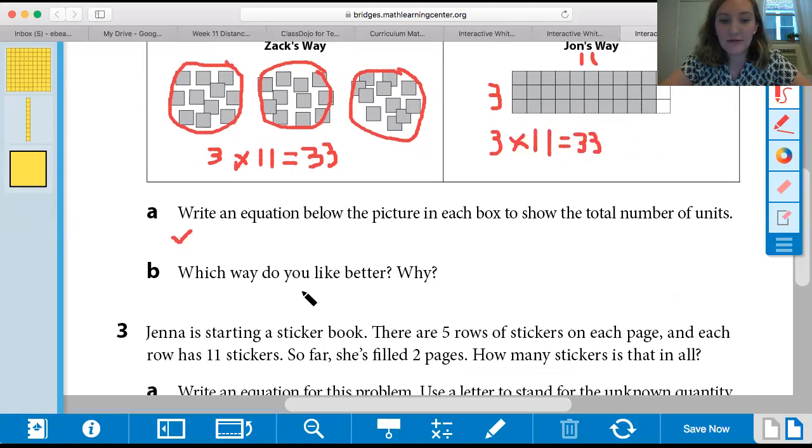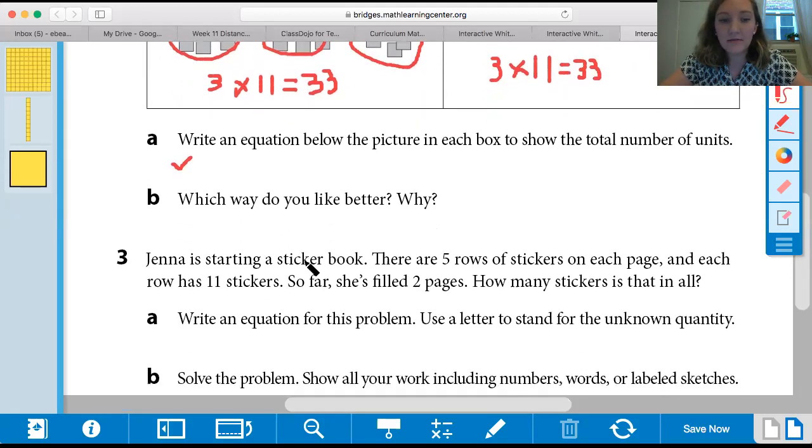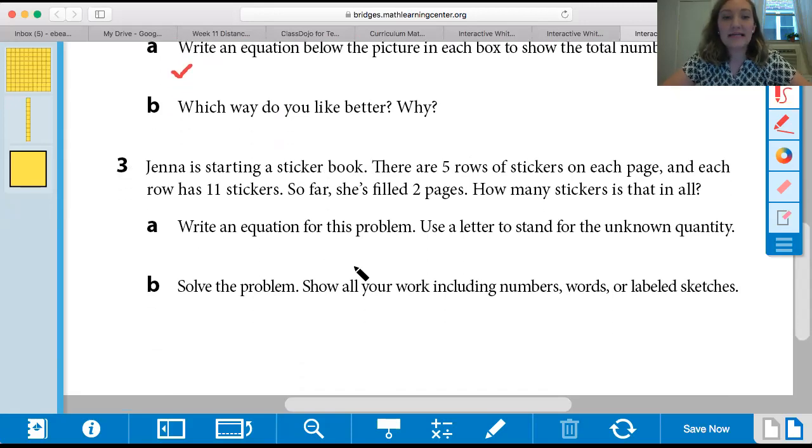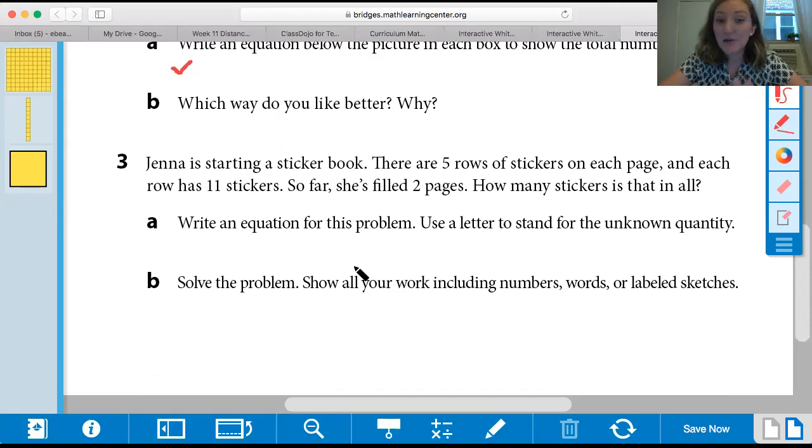Okay, you should have finished answering letter B. Just pause the video if you need more time for that. Number 3, Jenna is starting a sticker book. There are 5 rows of stickers on each page, and each row has 11 stickers. So far, she's filled 2 pages. So how many stickers is that in all? So 5 rows on each page, and each row is 11 stickers.